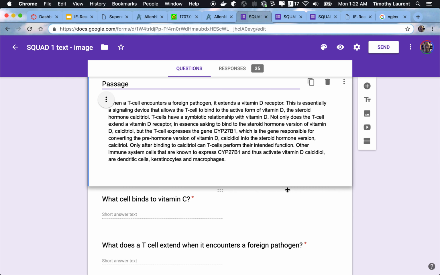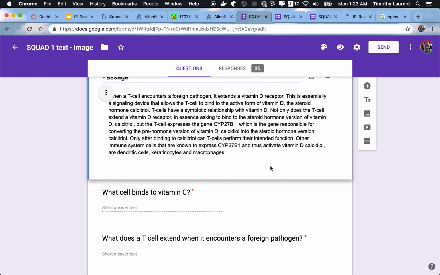Other immune cells that are known to express CYP27B1 and thus activate vitamin D calcidiol are dendritic cells, keratinocytes, and macrophages.